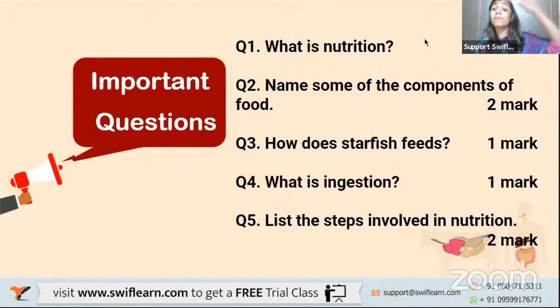Now list the steps involved in nutrition. The first step is ingestion. The second step is digestion. The third step is absorption. Whatever nutrients you get after digestion are absorbed by your blood. Then what is the next step? Assimilation. Whatever is absorbed, you need to utilize it in the body, so that is called assimilation. And then whatever is not required by your body is thrown out in the form of feces, which is egestion. The process name is egestion.